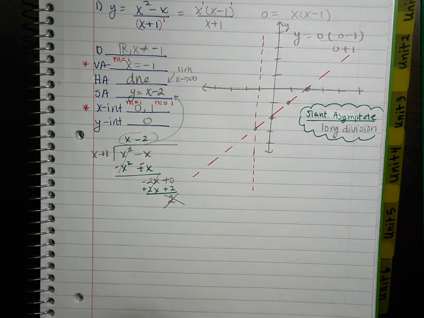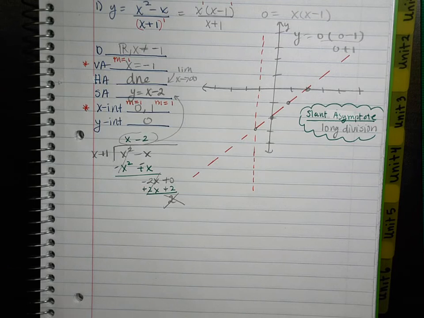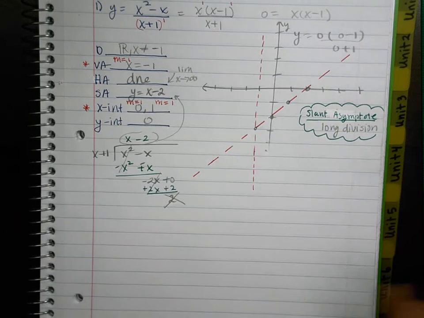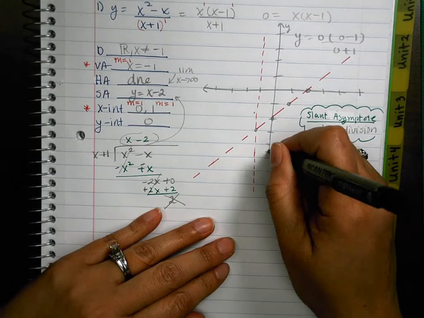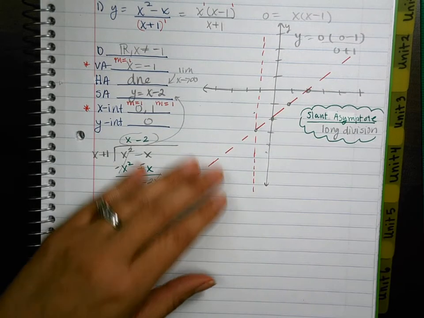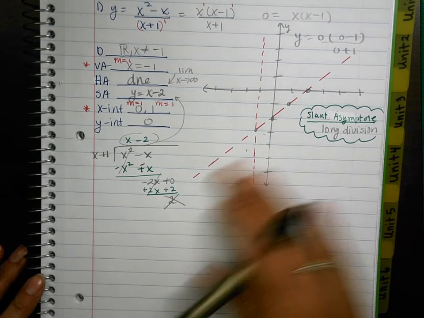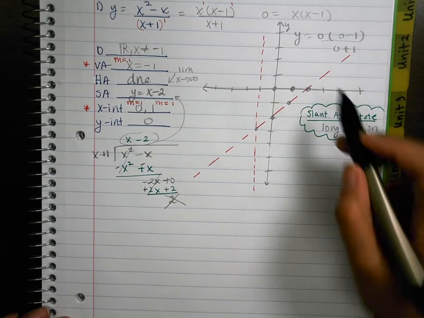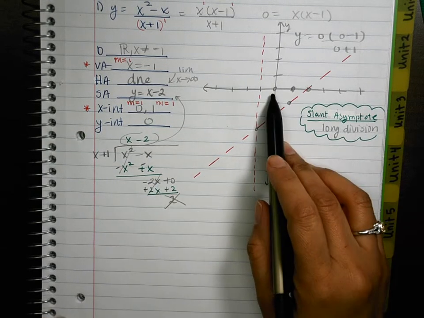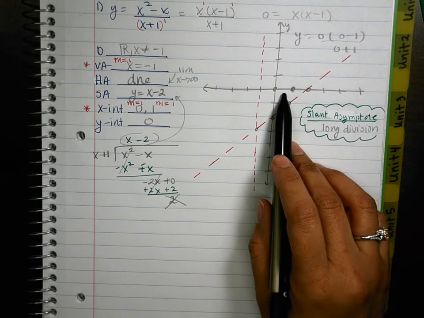Okay, any questions? All right. I am going to plot now my x-intercepts and y-intercepts. Okay, x-intercepts are 0, and 1, and they are both crosses, and my y-intercept is 0. Okay, everyone understand their intercepts?